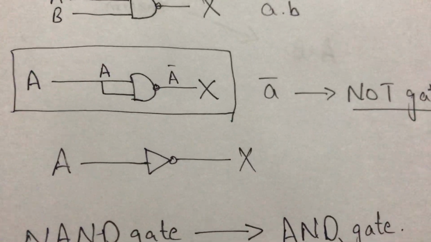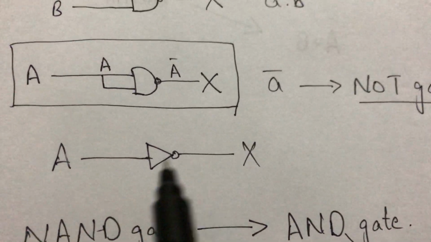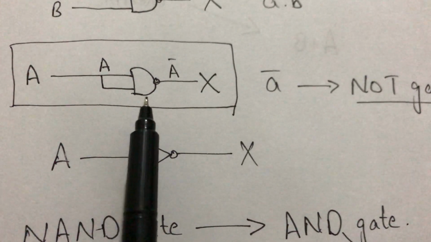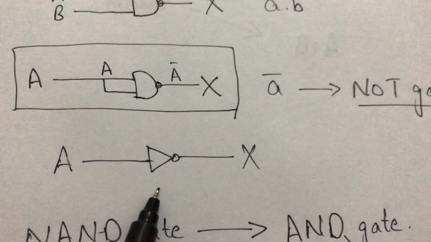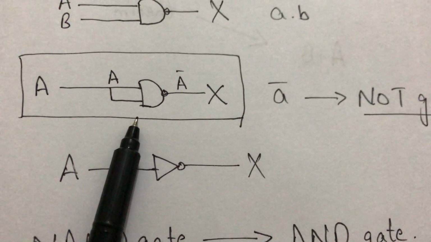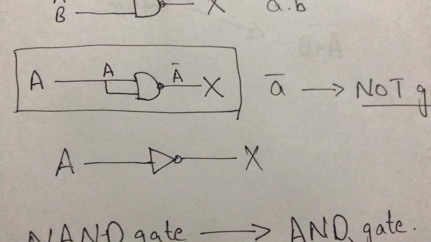So now we will use the symbol of the NOT gate. Instead of this NOT gate, we will use this NOT gate that we have built by using NAND gates.